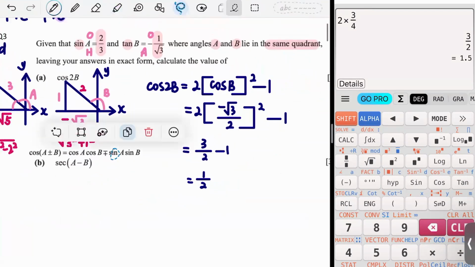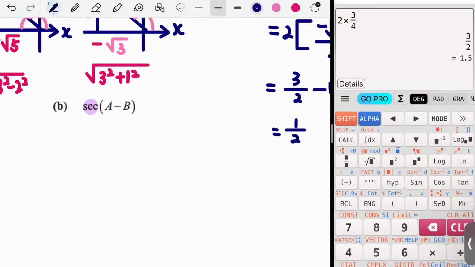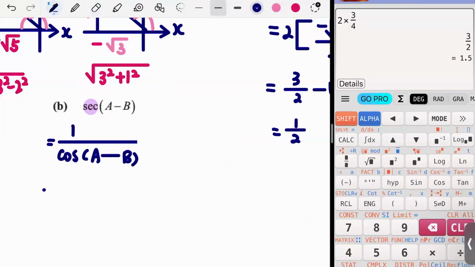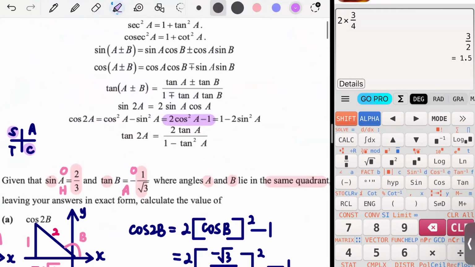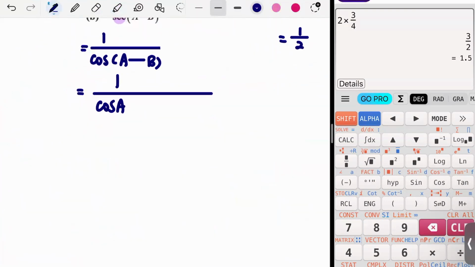Okay, then for the next one over here, a lot of us are stuck at this one. Remember, we don't know secant because secant cannot be seen inside my diagram, but we know that secant is 1 over cosine. So 1 over cosine from here. Cosine A minus B, that's under my addition formula, which means we're going to look at this one: cosine A cosine B plus sine A sine B.